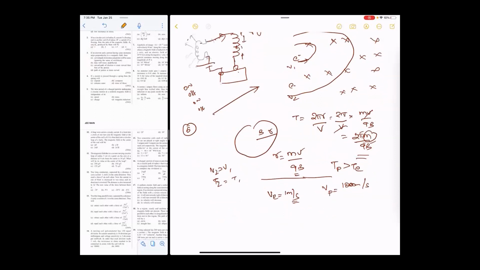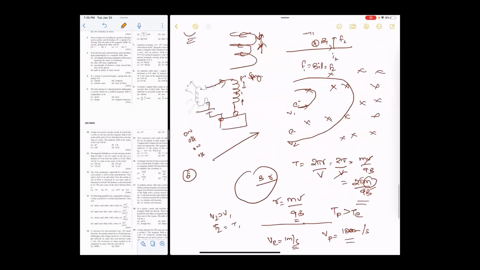So what is our first guess? You tell me. If you give it to a layman and ask them, what is the first guess? The velocity of proton is 1000 times, man. It is so fast. So what will happen? Proton will come out faster. But what is actually happening? Proton is taking a larger curve. It is traveling a very large distance with 1000 meter per second.